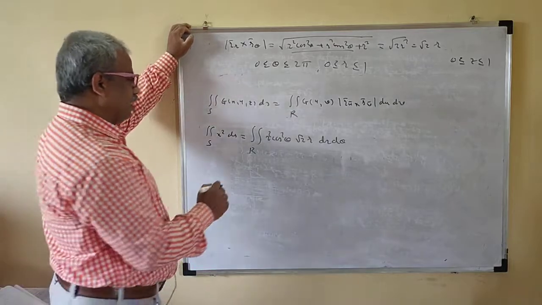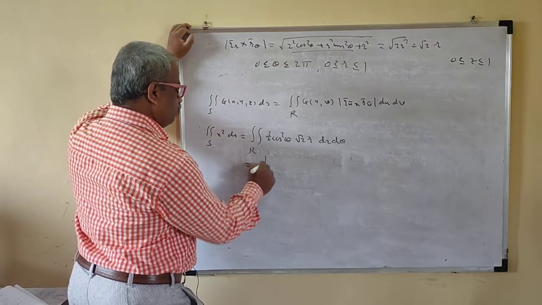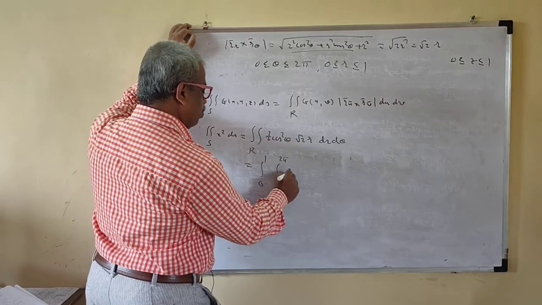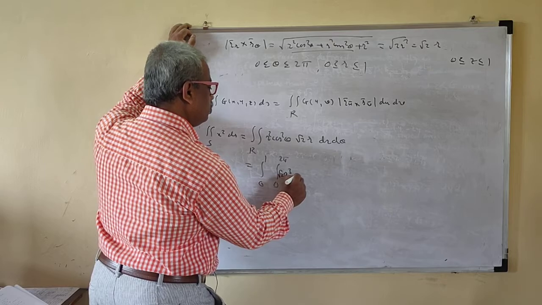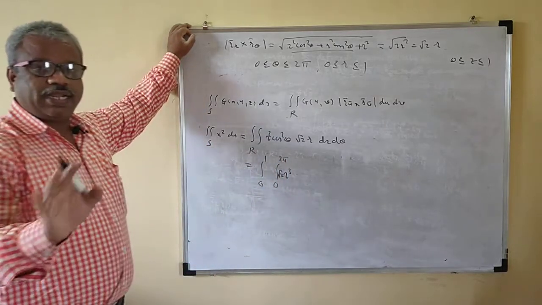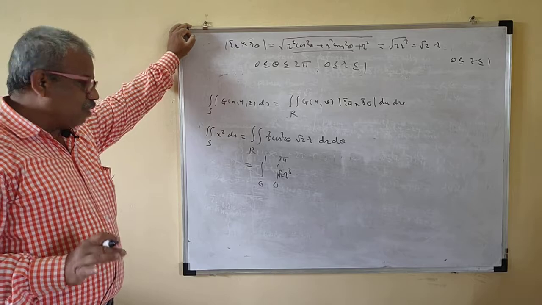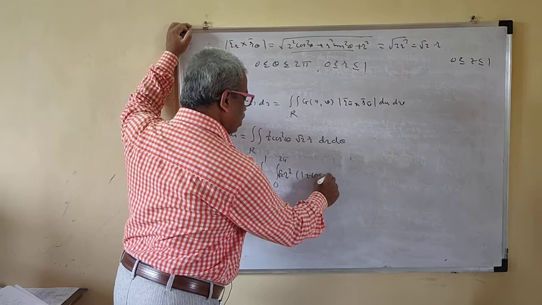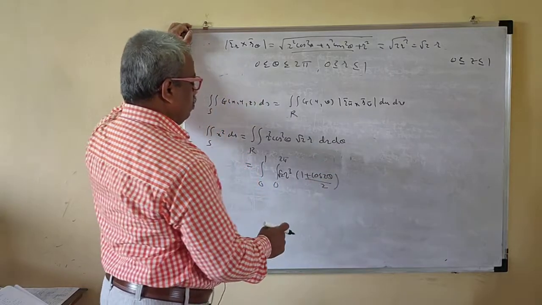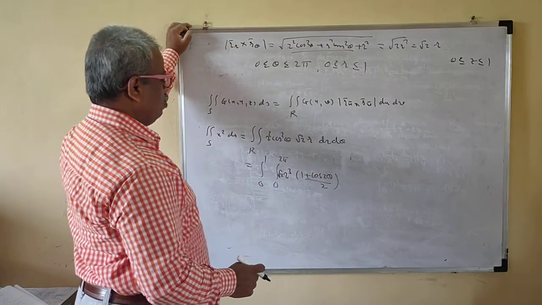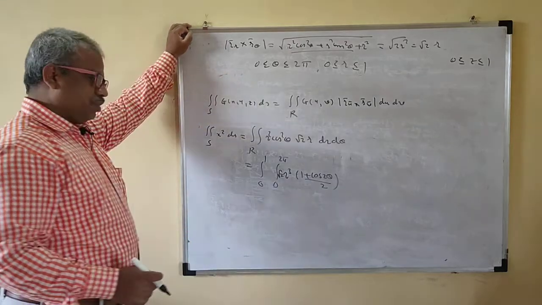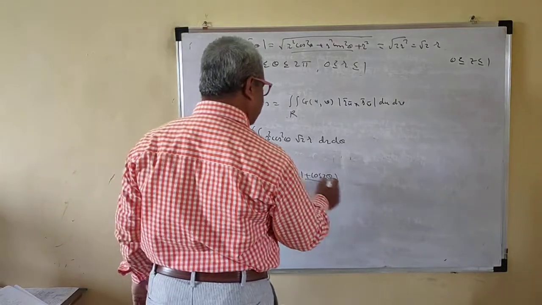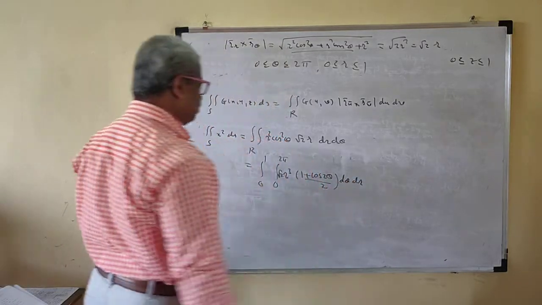You can write d theta dr, anything. We'll put the limits. First we'll take the limit of r, and this is 0 to 2 pi. So this is root 2 r cube cos square theta. Okay, we cannot directly find the integration of cos square theta, so we'll convert cos square theta in terms of cos 2 theta, that is 1 plus cos 2 theta upon 2. Okay, so this is the limit of theta, d theta dr.